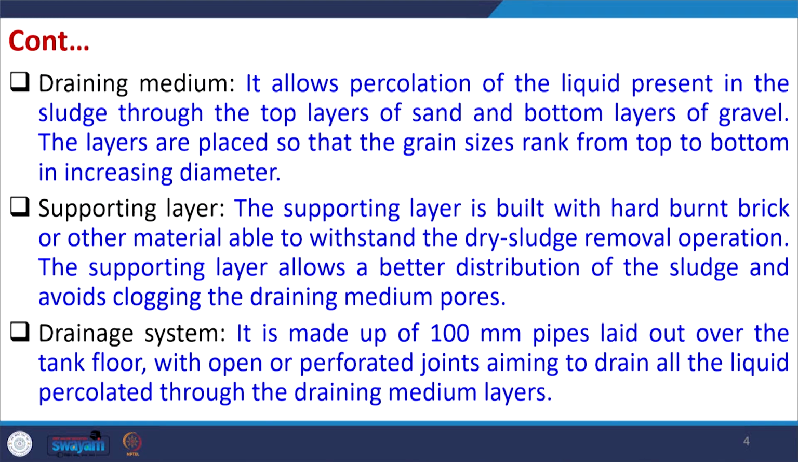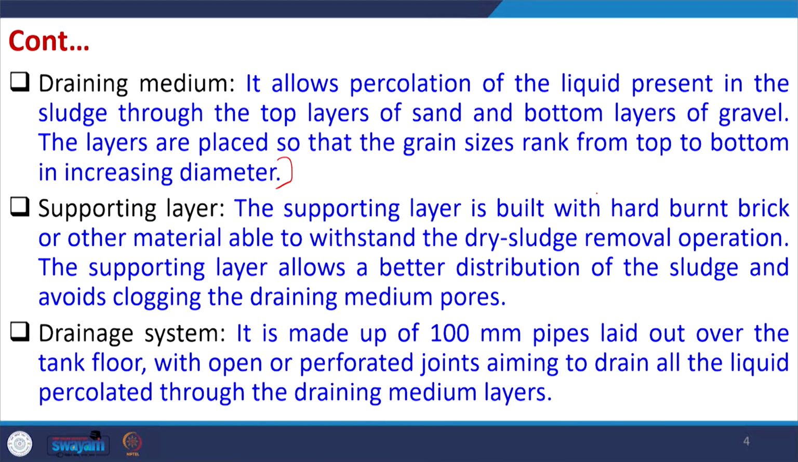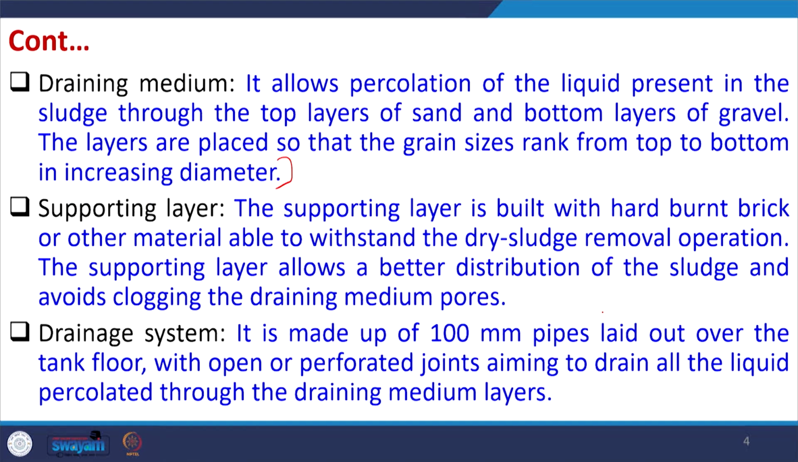Now, the draining medium allows the percolation of the liquid present in the sludge through the top layers of sand and bottom layers of gravel. Layers are placed so that the grain size increases from top to bottom, with increasing diameter. This is the draining medium, which is this section. Now, we have a supporting layer also above that draining medium. We can see the supporting layer here. So, we have a supporting layer also.